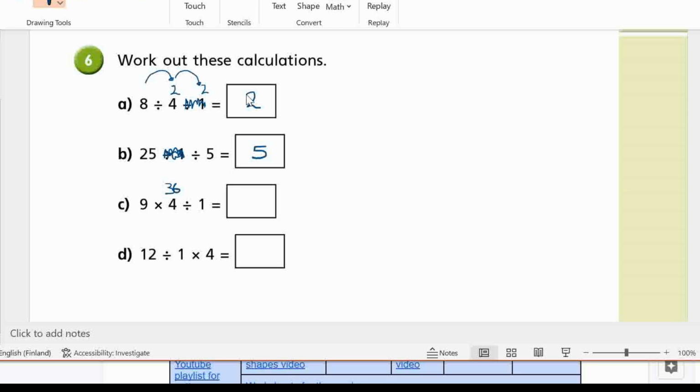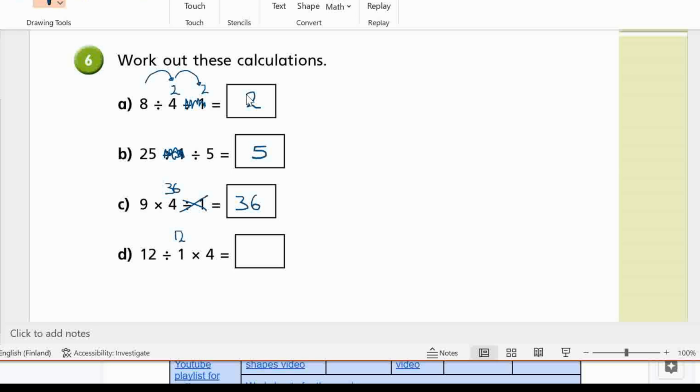Yeah, it's always 10 times 4 minus 4. Okay, 36. Now, divide by 1, what do you get? 36. As I said before, you can cross this out. You don't need to do it, because divide by 1 will always give you the same answer as you already have. Okay, 12 divided by 1, what will that give you? 12. Yes. Dividing by 1 will have no effect.